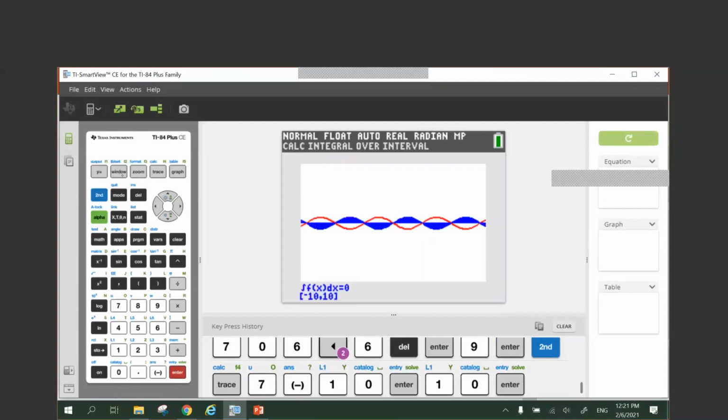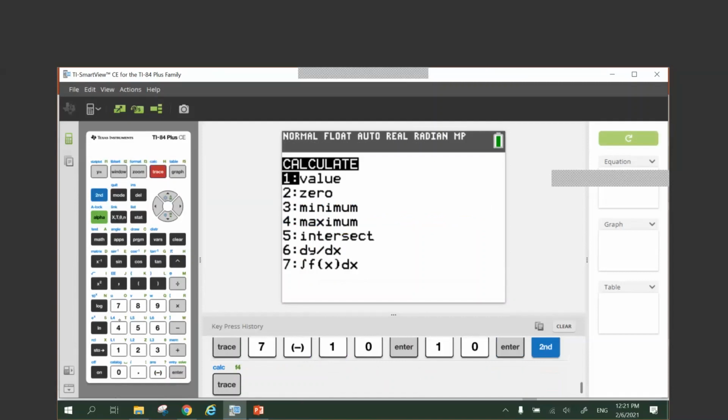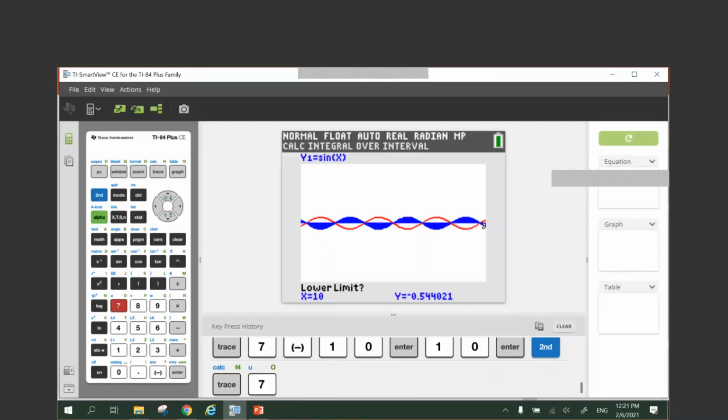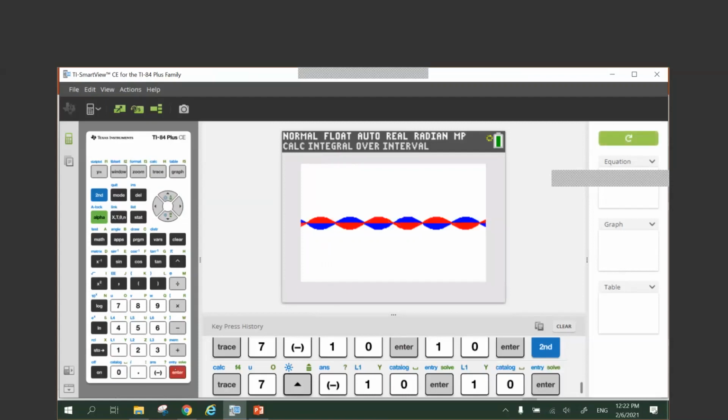So second, calculate integration. I use up and down to change the equation. Just now I pressed the up arrow to choose the red equation, which is y2. Lower limit minus 10, upper limit 10. So they will shade only between the curve and the x-axis. Integration gives you solid shading.